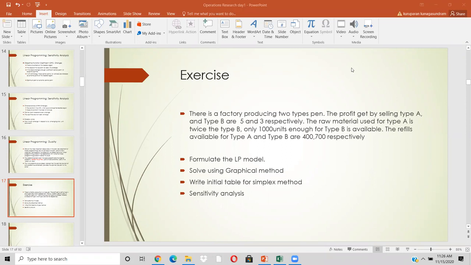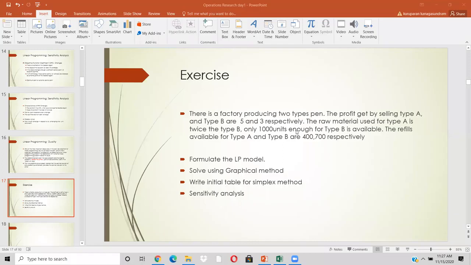Can you understand that statement? So if I can produce two pens of type B, how many pens can I prepare of type A? One pen. Why? Two type B pens are equal to one, since A is twice type B. So one type A I can produce.